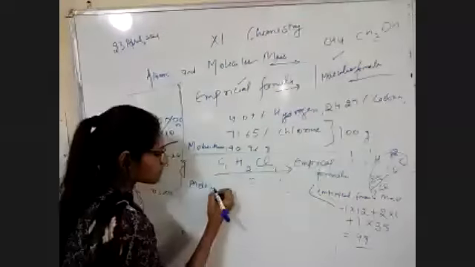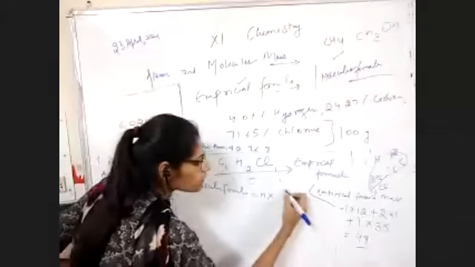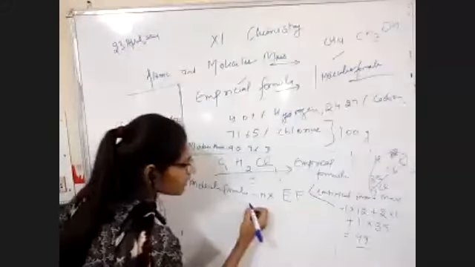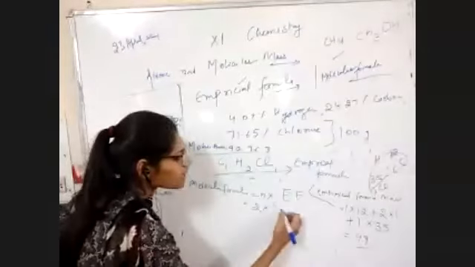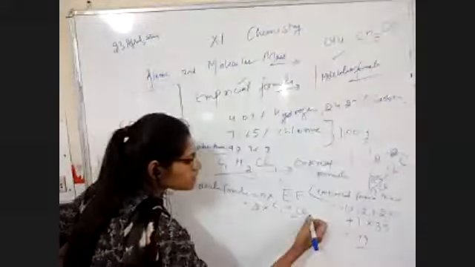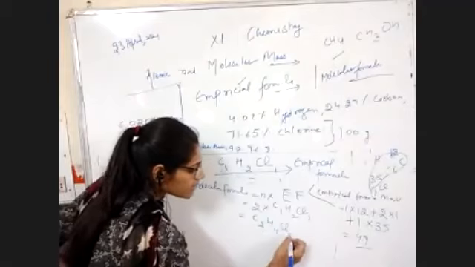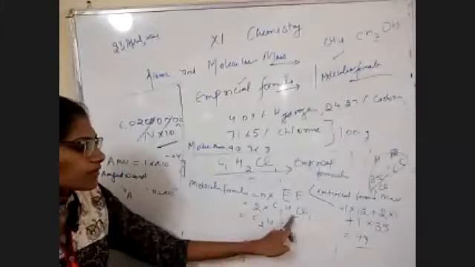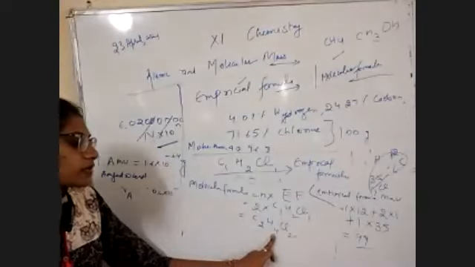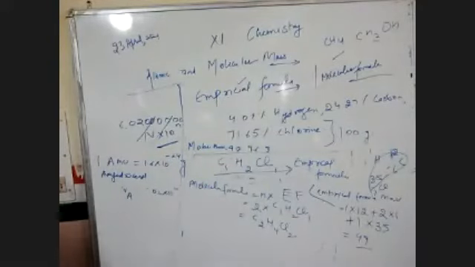Molecular formula equals n into empirical formula. N is our 2, which we have just calculated, and our empirical formula is C1H2Cl. So what would we get? C2H4Cl2. That means with carbon, we would multiply by 2. With hydrogen 2, we would multiply by 2. That gives C2H4Cl2. This is our molecular formula.